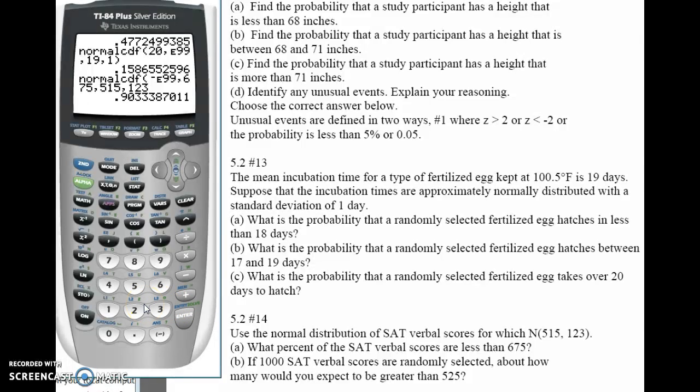or 0.9033. Okay, if 1,000 SAT verbal scores are randomly selected, about how many would you expect to be greater than 525? Less than half of 1,000, so less than 500. And I say that because half of them, 500, would be expected to have a SAT score greater than 515.